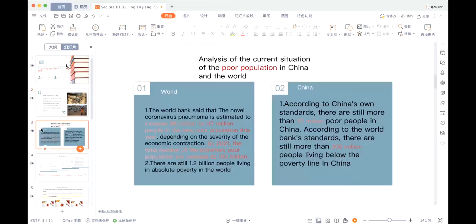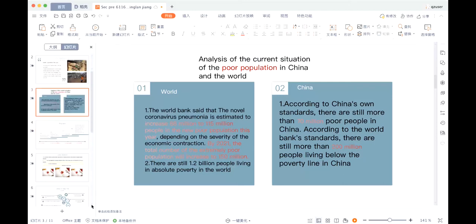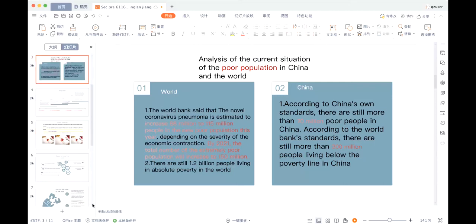Next, I will introduce the analysis of the current situation of the poor population in China and the world. Forward, the World Bank said that COVID-19 is estimated to increase 88 million to 115 million people in the new poor population this year.